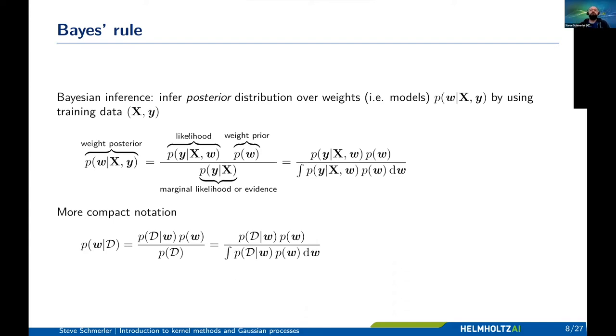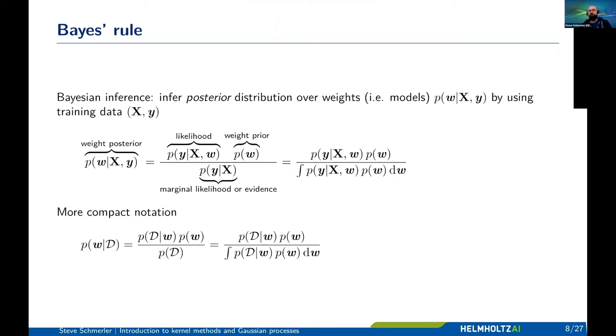You see here in this expression the likelihood that we just saw, and this likelihood basically contains our noise model, our assumption about how the noise is distributed in our data, and it contains our model itself. It also contains the weight prior, so our prior assumptions about the distribution of the weights of our model. Then there's a normalization constant, the marginal likelihood, which we will ignore for now, treat it as a constant for now. And by applying this formula, which is called Bayesian inference, we get a posterior distribution over our model weights.